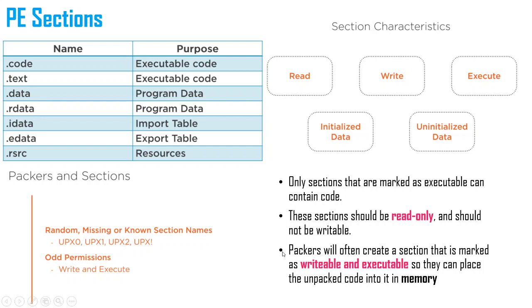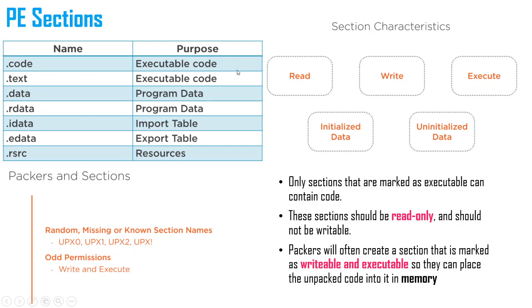Some packers, some malicious authors, will often create sections that are marked as writable and executable, so that they can place the unpacked code onto it in the memory of the particular system. As a malware research analyst, you have to make a note whether this .code and .text is in the readable option or whether it is in a writable or executable option. It should be in the readable option, since it is an executable code.